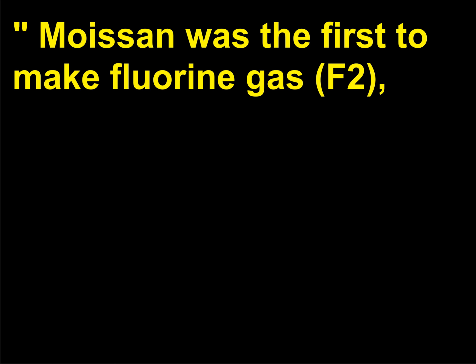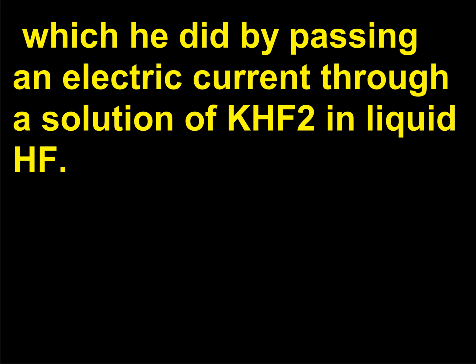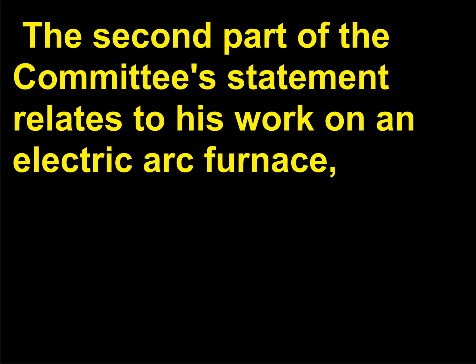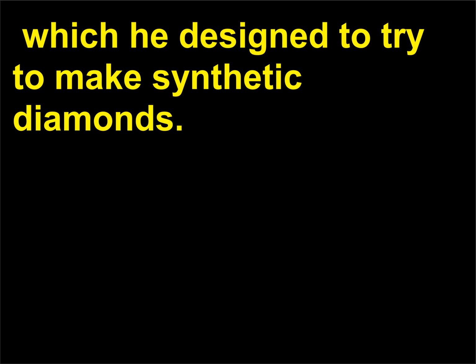Moissan was the first to make fluorine gas, F2, which he did by passing an electric current through a solution of KHF2 in liquid HF. The second part of the committee's statement relates to his work on an electric arc furnace, which he designed to try to make synthetic diamonds.